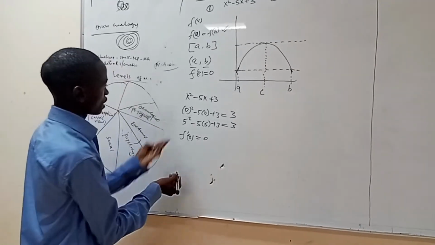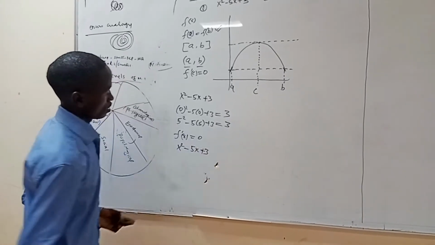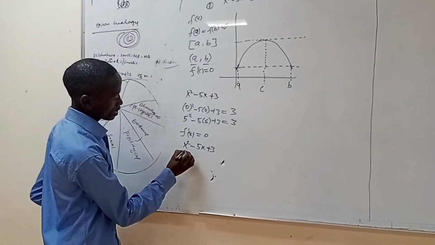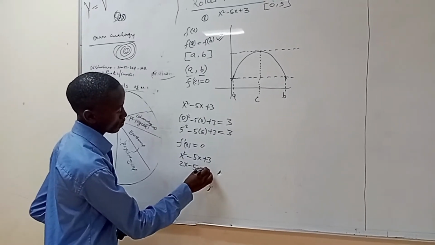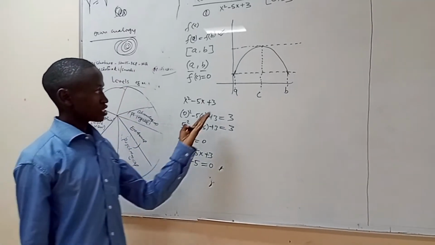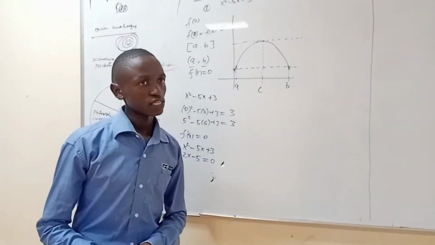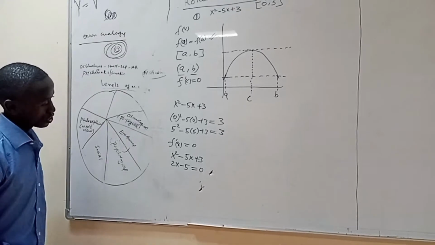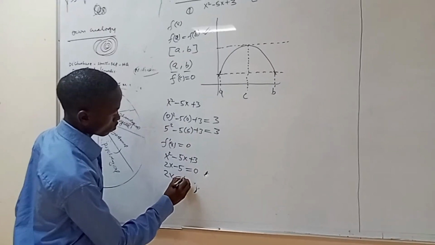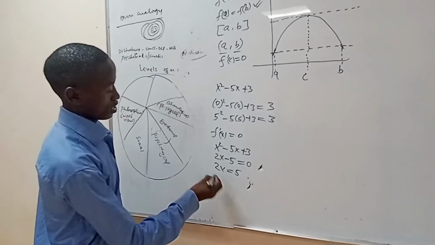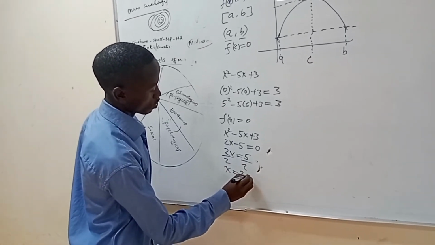So once again, let's differentiate x squared minus 5x plus 3. You are getting 2x minus 5, and you are equating with 0. So what is that point C that satisfies our equation for us to say it is a Rolle's equation? So you are getting 2x is equal to 5, putting the 5 on the other side, then the value of x at that point is 2.5.